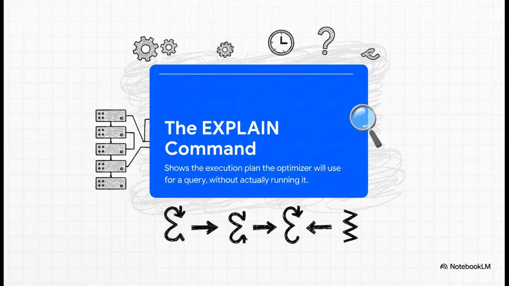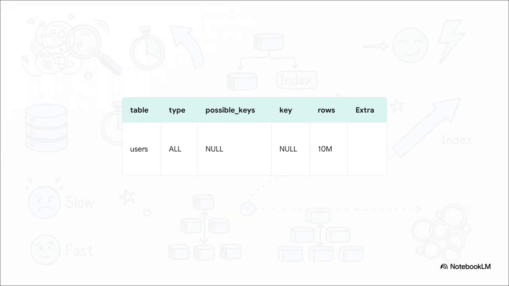EXPLAIN. Think of it like a special X-ray magnifying glass. It lets you peer inside the mind of the database to see its exact step-by-step plan for fetching your data. And the best part is, you can do all of this without actually having to run the slow query. So you run it, and you get an output that looks something like this.